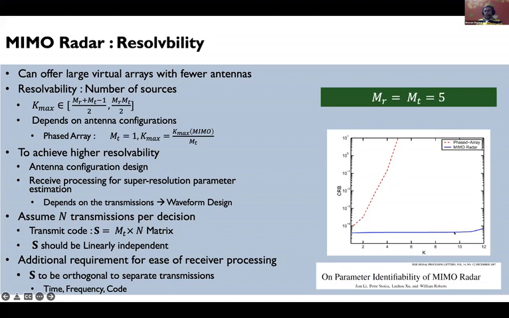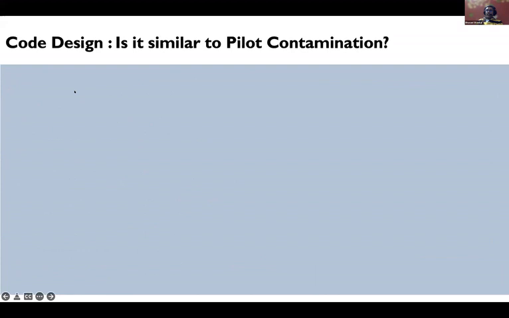Again, at 12, it starts to increase, and this is the limit that is provided by this formula here. Okay, so now essentially two things are needed to improve the resolution, angular resolution. One is the antenna configuration and the code design. When we look at this code design here, it's a matrix that we need to design.